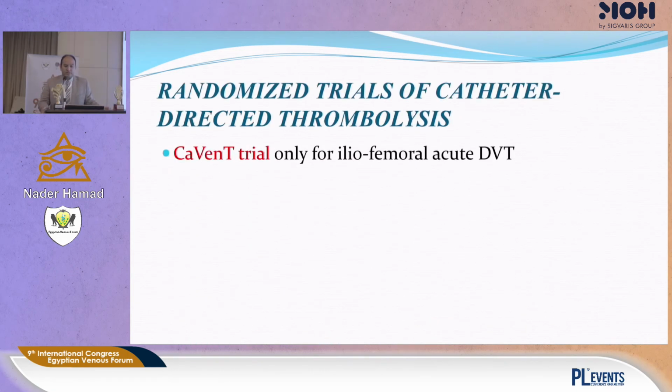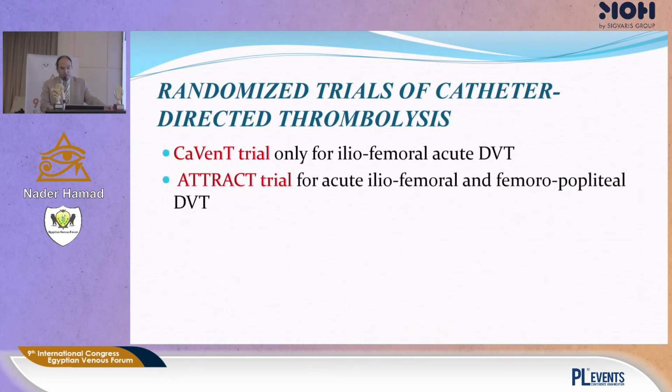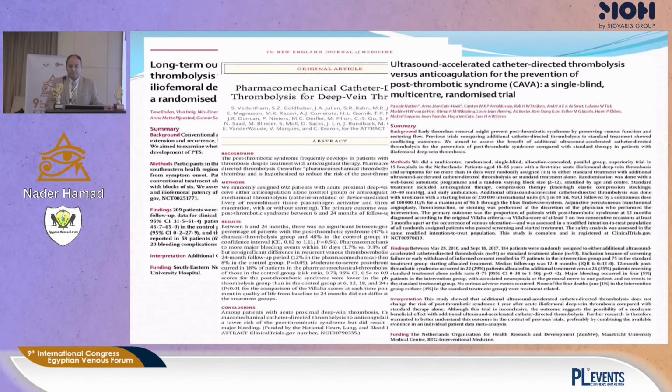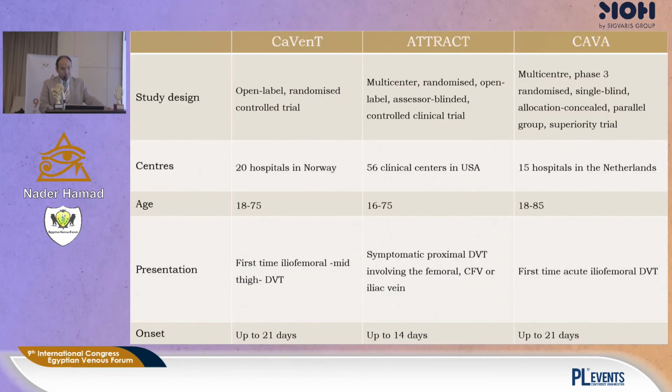Many trials were done, and the randomized controlled trials that compared conventional treatment to thrombolysis with different techniques are the CAVENT trial, the ATTRACT trial, and the CAVA trial. We'll go quickly through these trials. My aim here is to show that when we read these articles and their conclusions, this may lead us to a conclusion that's not necessarily the right conclusion.